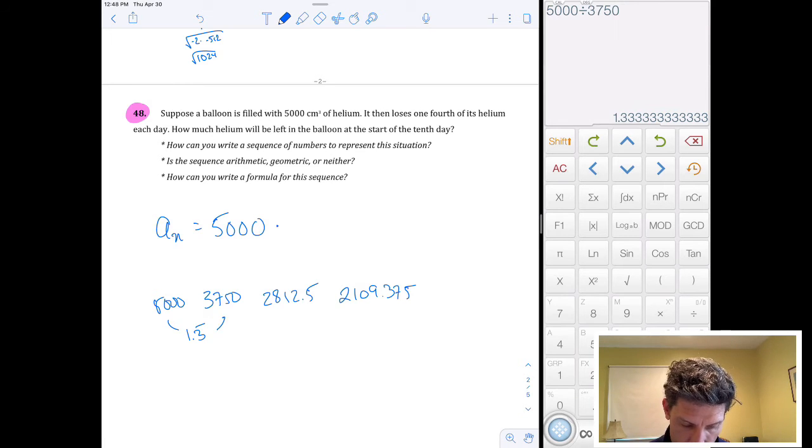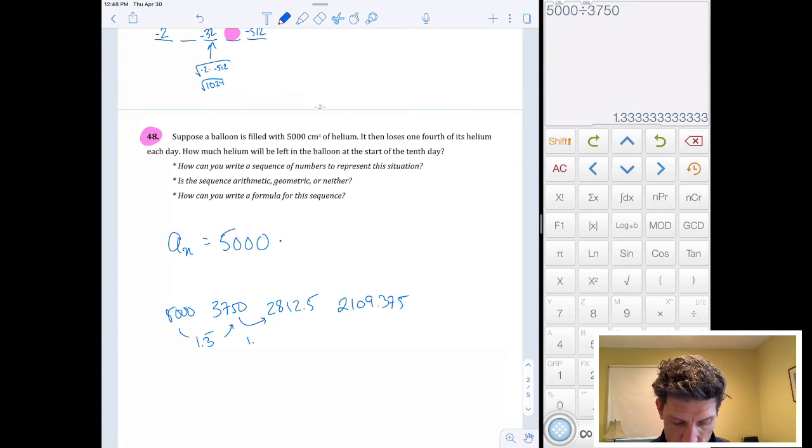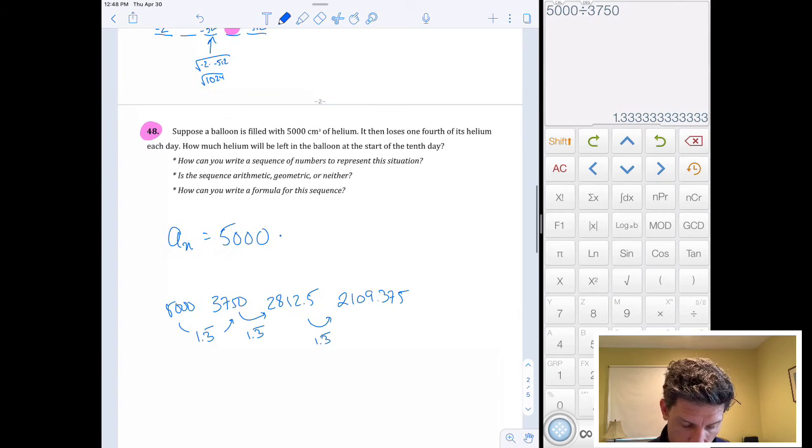right? That's what I need to divide by to get from one to the next. And it turns out that the next one is 1.3 repeating also, and the next one is 1.3 repeating also. And because they're always 1.3 repeating, this is geometric. So here's what I can do. I can write my sequence.